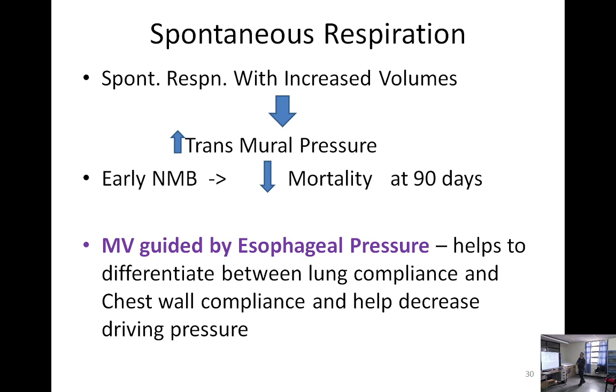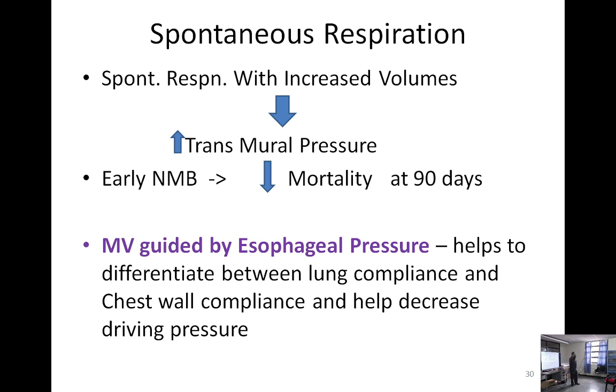you've got spontaneous respiration with increased volume. So the patient is improving. He's having spontaneous respiration. His tidal volume is increasing. So increased transmural pressure, that is when the patient breathes from within the chest, lung and chest wall, that negative pressure generation capacity is now more with the patient. That is called transmural pressure. So if we give increased transmural pressure and early use of neuromuscular blocking drugs, mortality is decreased.